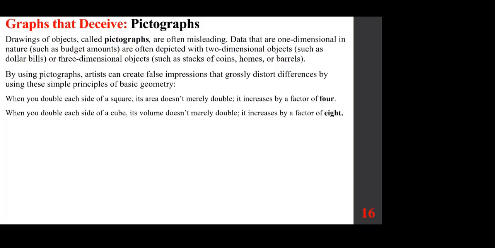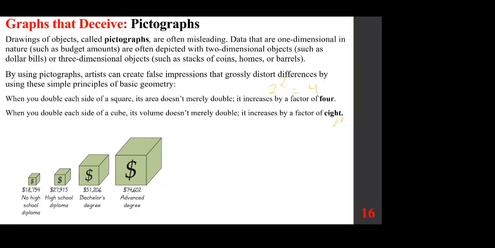geometry. When you double each side of a square, its area doesn't merely double, it increases by a factor of 4. In other words, 2 squared equals 4. When you double up, you multiply the area by 4. When you double the side of a cube, then it's 2 cubed. It's 8 times larger. That's how we arrive at the 8.